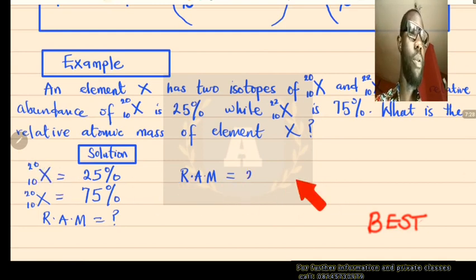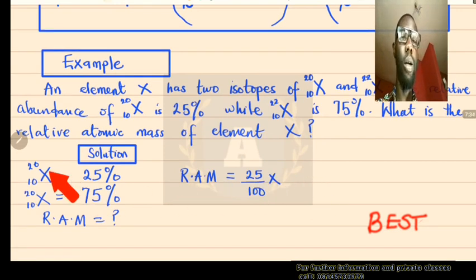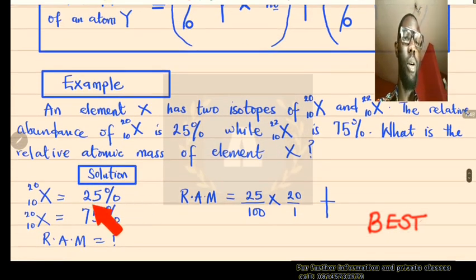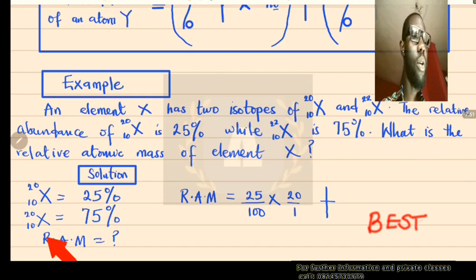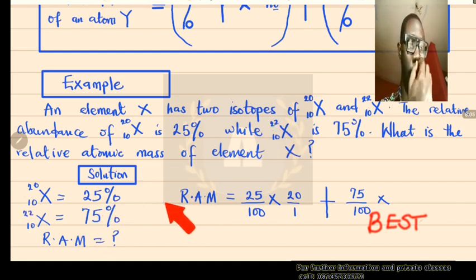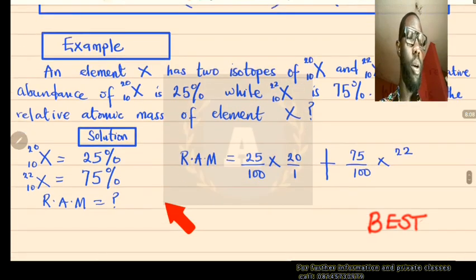It is 25%. So that will be 25 divided by 100 multiplied by the mass number. The mass number is written as the superscript. That's multiplied by 20 over 1 plus, don't forget the formula given above. Now for the second isotope, which is 75%, you're going to write 75 over 100 multiplied by its own mass. Its own mass is 22, don't make a mistake, 22. So multiply by 22.